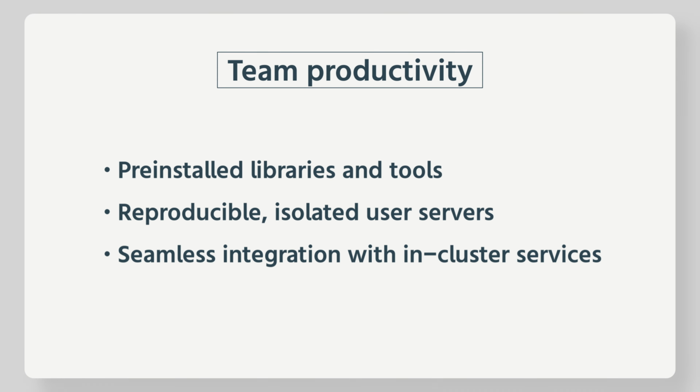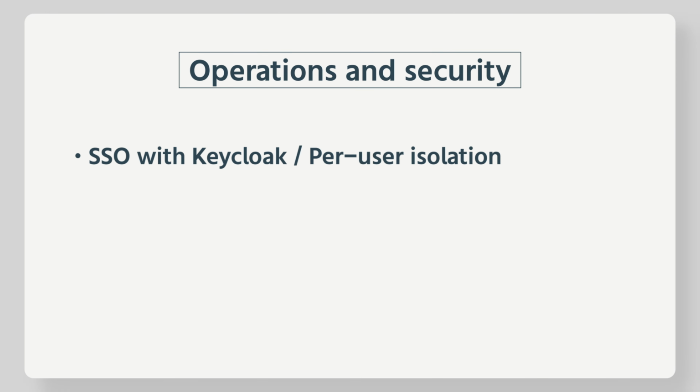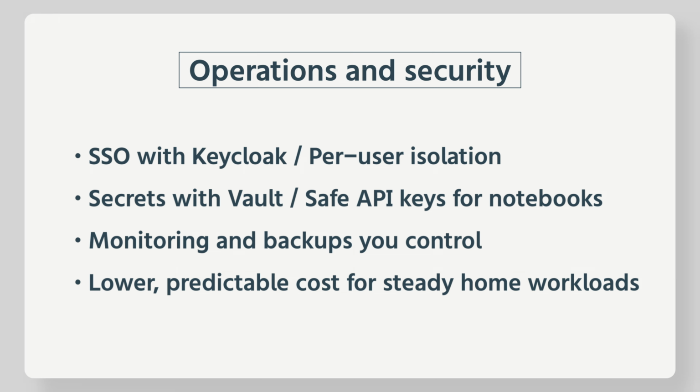Pre-baked images and profiles make environments one click. Each user gets an isolated, reproducible server that's easy to roll forward or back. And because everything runs inside the cluster, notebooks can talk directly to services like Postgres or object storage using simple in-cluster addresses. Authentication flows through Keycloak and secrets go through Vault, with end-to-end per-user isolation.